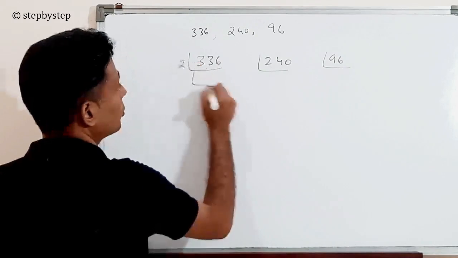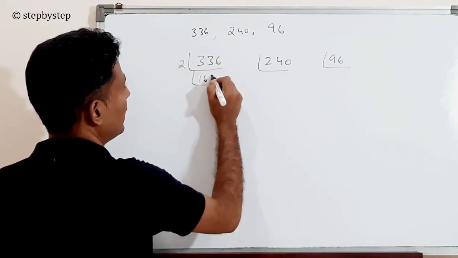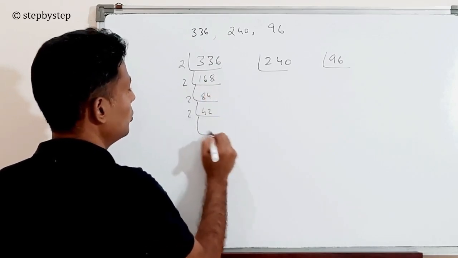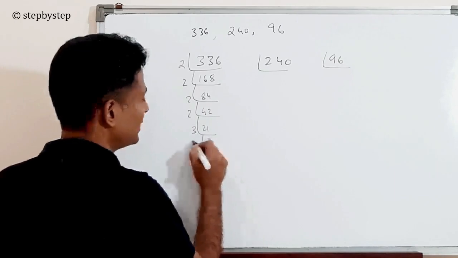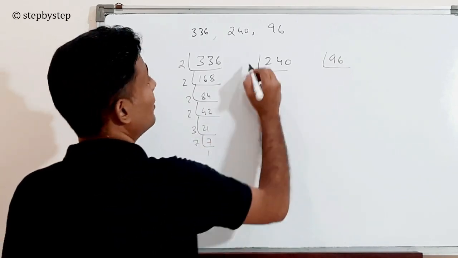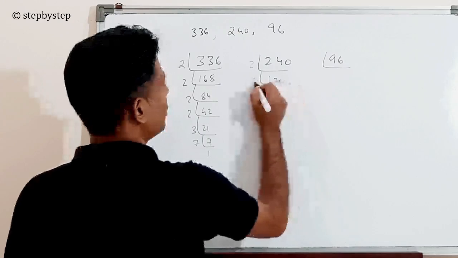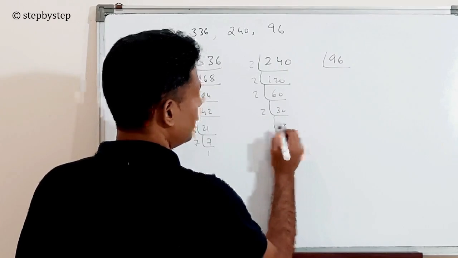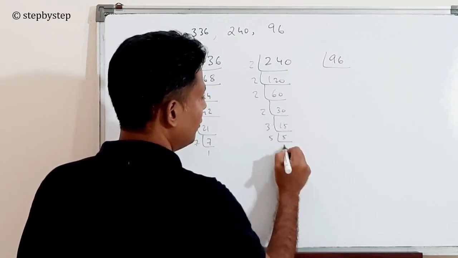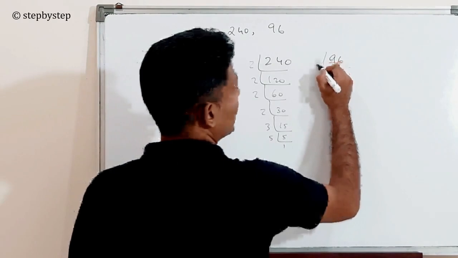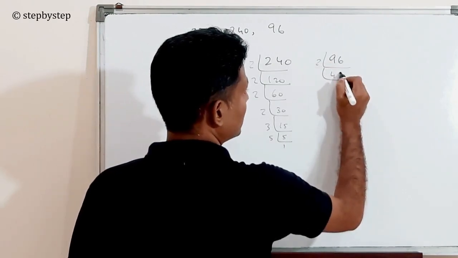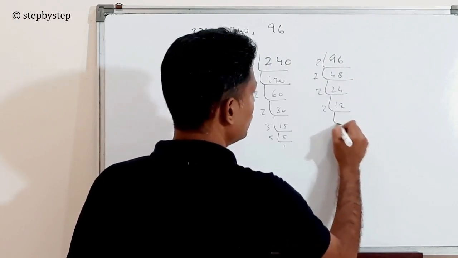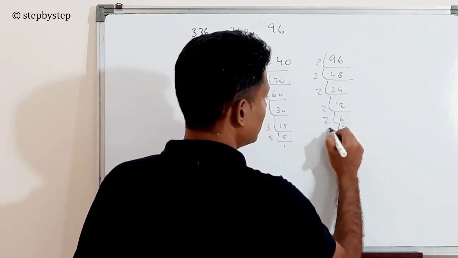Alright, now 2 1s are 2, 6s are 8s are... 2 84s are 2 42s are 2 21s are 3 7s are 7 1s are. 2 120s are 2 60, 2 30, 2 15, 3 5, 5 1. Then again 2 4s are 8, 1 6, that is 8, 2 24, 2 12, 2 6, 2 3, 3 1.